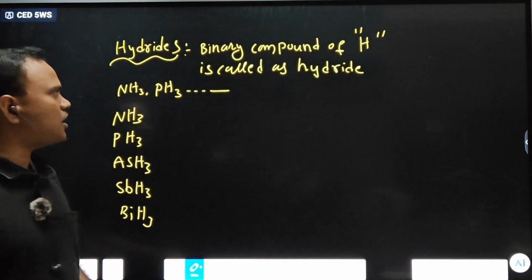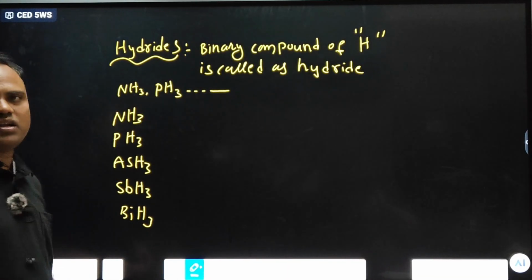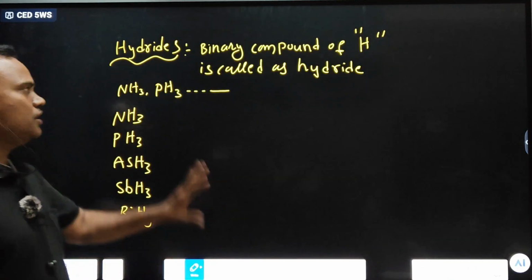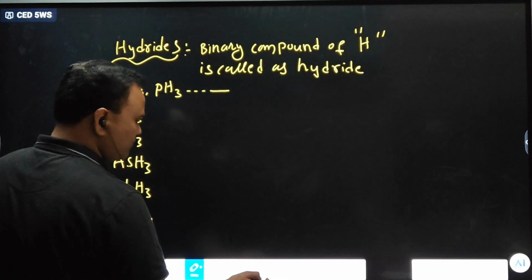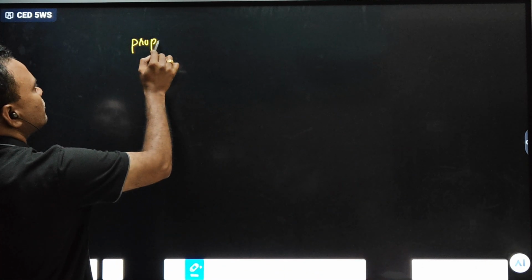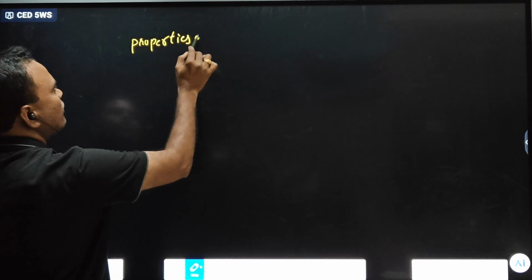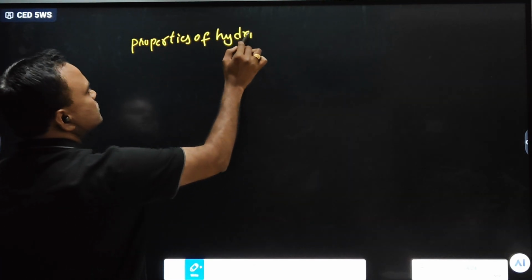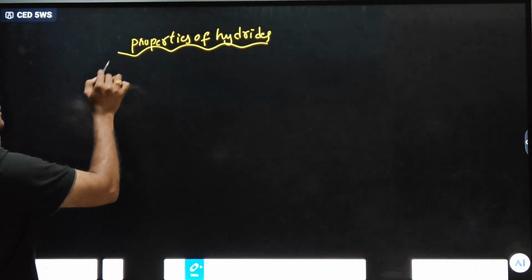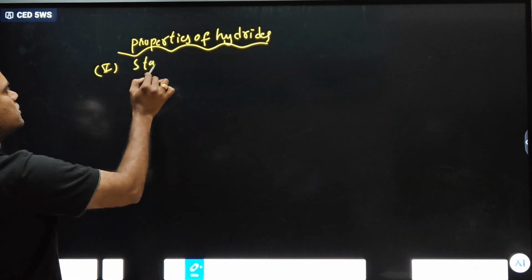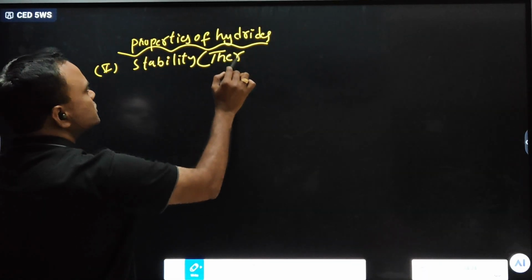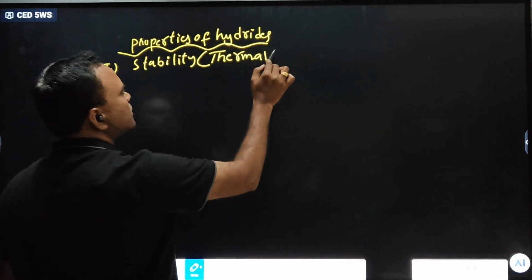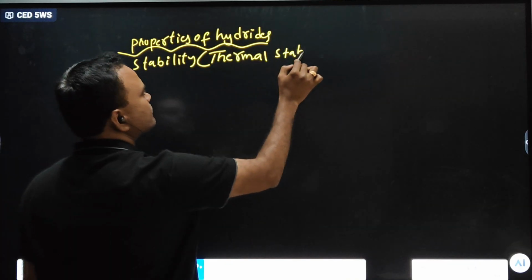Let us start stability. Now we are going to discuss properties of hydrides. First property, Roman number 1, stability. It is also asked as thermal stability. Frequently it is coming like this. Stability or thermal stability, both are same.